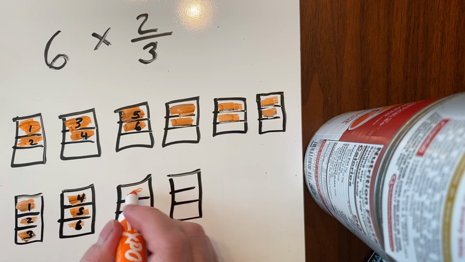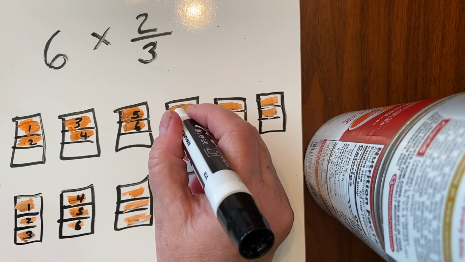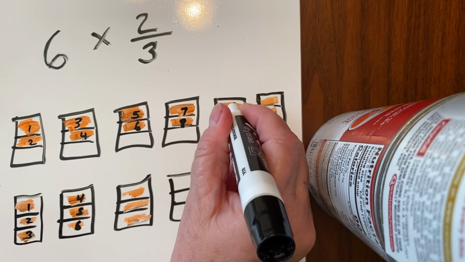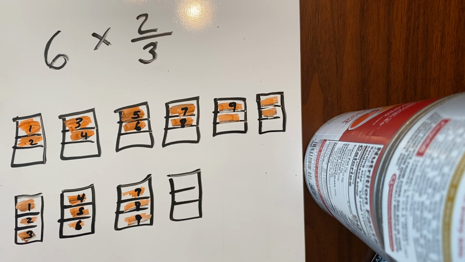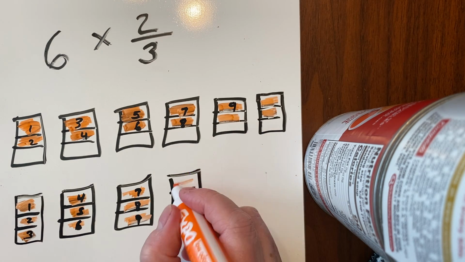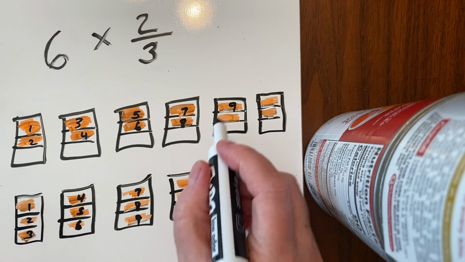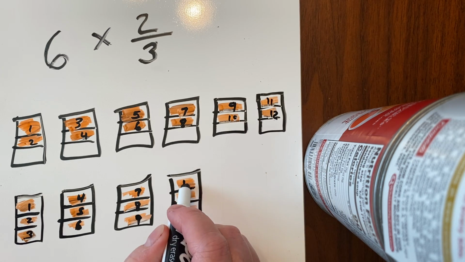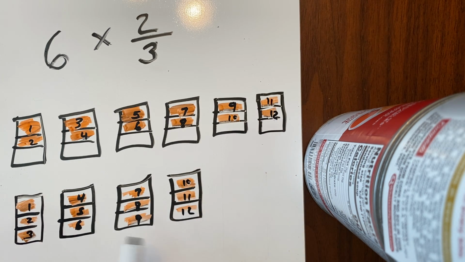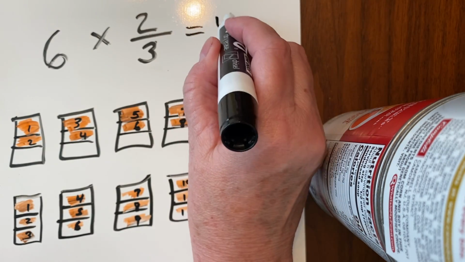I'll do the next ones. And I've got 7, 8, and 9. And then finally the last 3. And that gives me 10, 11, and 12. And now I'm going to count how many I have here. I have 4 total blocks here. So 6 times 2/3 is going to be 4.